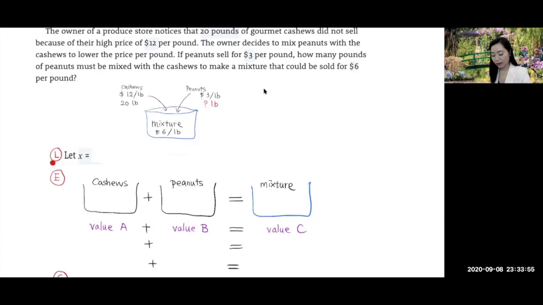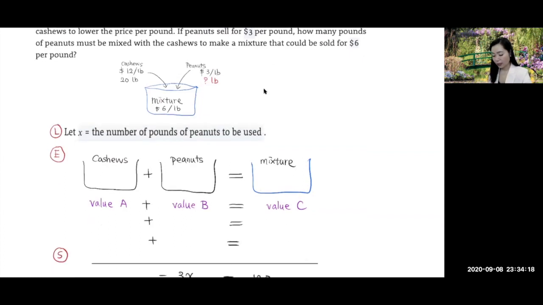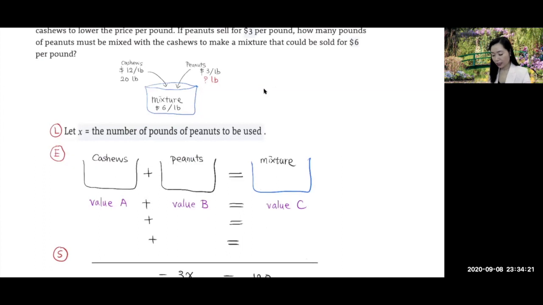Again, this is a word problem, so the first step is to declare the variable. Let x equal whatever they're looking for. They're looking for the number of pounds of peanuts, so let x be the number of pounds of peanuts. The second step is the equation, so we try to set up the equation.